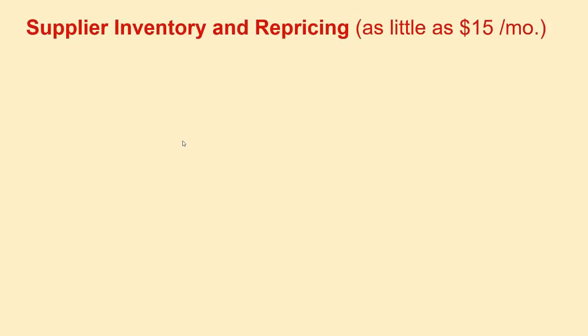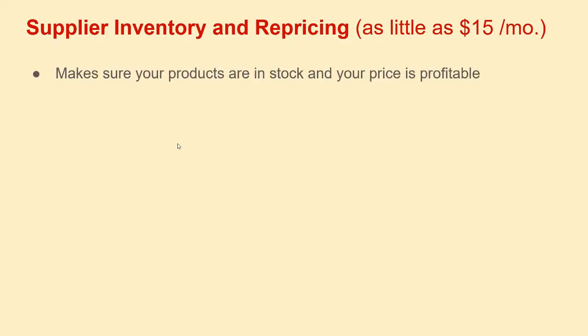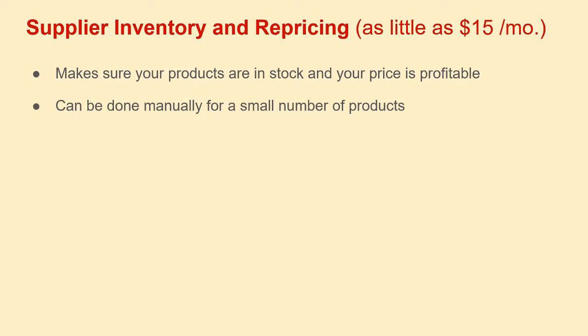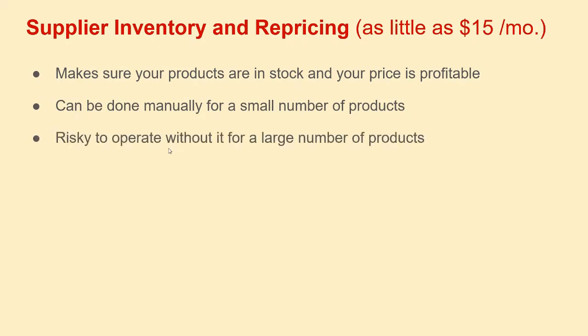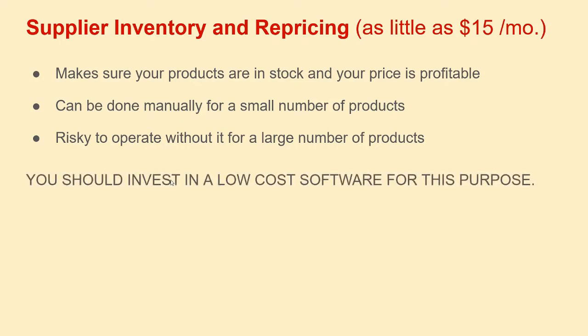Now, supplier inventory and repricing. This is as little as $15 a month if you use the one I recommend. Now, this makes sure that your products are in stock and that your price is profitable on Amazon. However, this can be done manually for a small number of products, but as your store grows, it becomes very risky to operate without this software for a large number of products. Okay, it's going to be very difficult to operate without it.